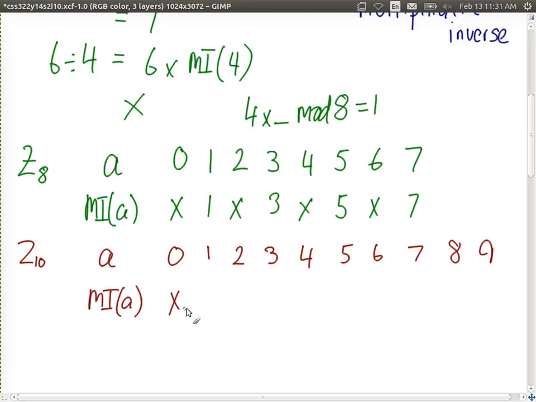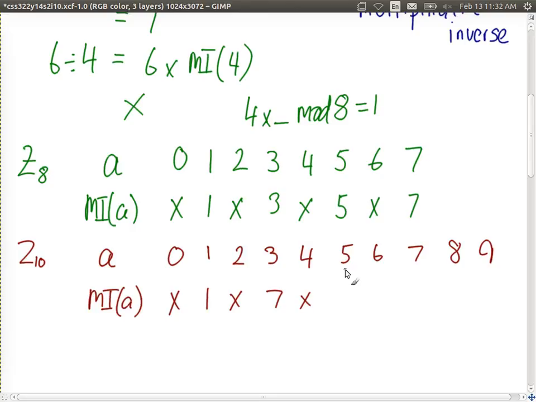Zero doesn't have one. One will always be itself. Two. Find it for the remaining numbers. Two times something mod 10 equals 1. Again, we have two even numbers. We will not be able to get an odd number 1 as the output in that case. 3. 3 times something mod 10 equals 1. 3 times 7 is 21. Mod 10 is 1. 4, no, even number won't work in this case.